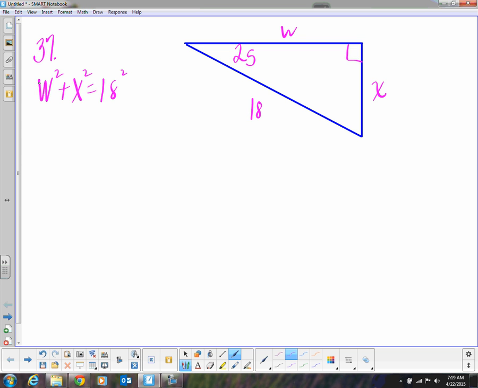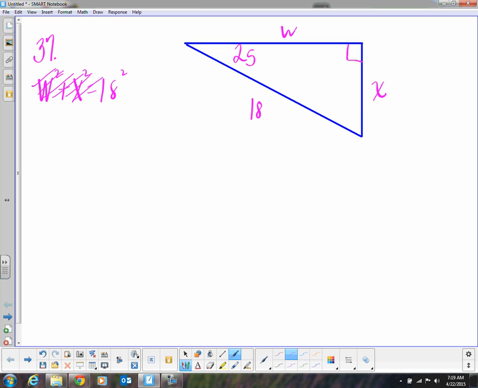Okay, let me ask you another question. Why can't we use a 30, 60, 90 triangle? Because it's not a 30, 60, 90. Why can't I use 45, 45, 90? Because it's not a 45, 45, 90. So what do we need to do? Trig. So when all else fails, we must use trig.